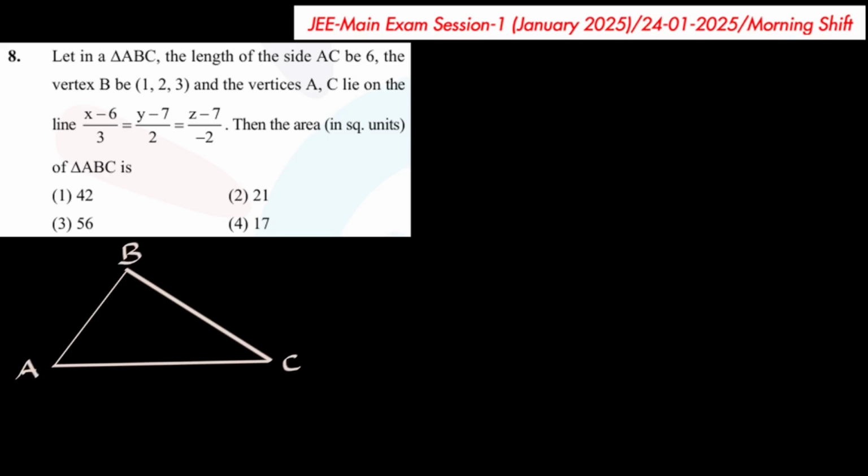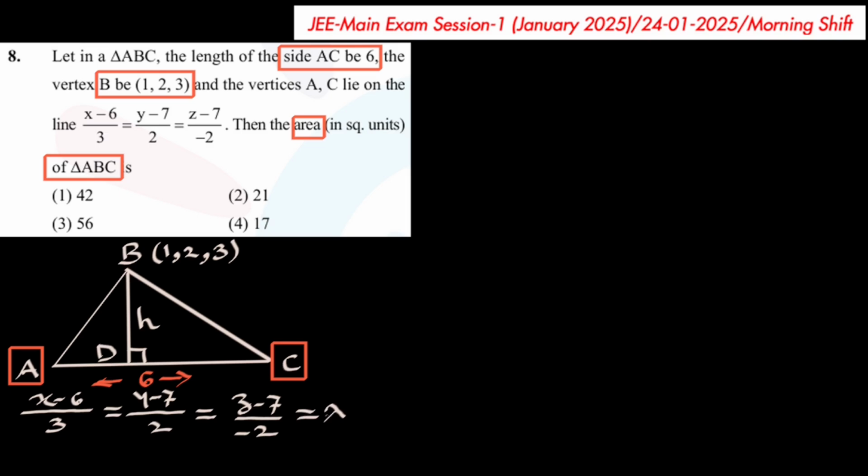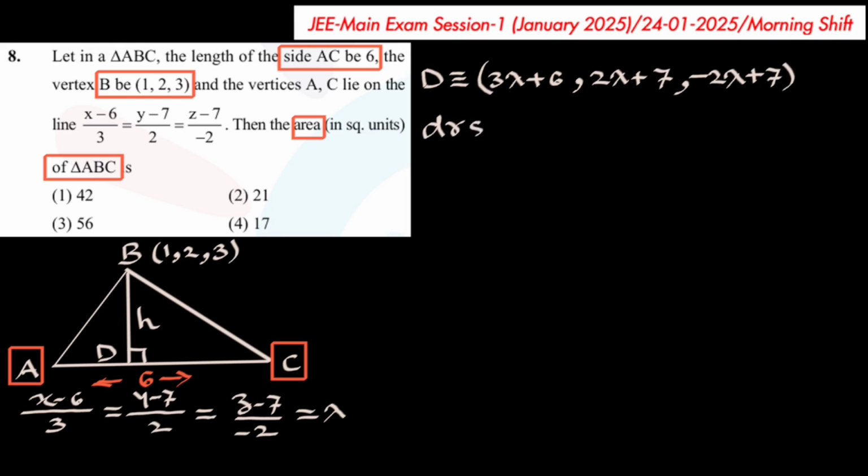In this question, we have to find the area of triangle ABC. Points A and C lie on the line. Side AC is 6. For finding the area of the triangle, we have to find the height of the triangle, BD, and the base AC is given to be 6. Coordinates of B are 1, 2 and 3. Let each ratio in the equation of the line equal lambda. So the coordinates of point D will be of the type 3 lambda plus 6, 2 lambda plus 7, minus 2 lambda plus 7. DRs of BD will be 3 lambda plus 5, 2 lambda plus 5, minus 2 lambda plus 4.